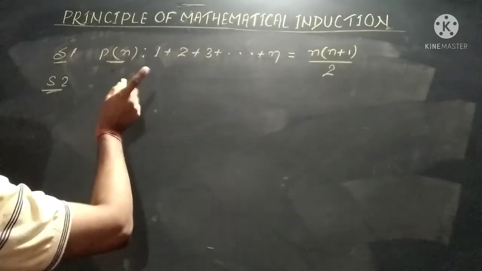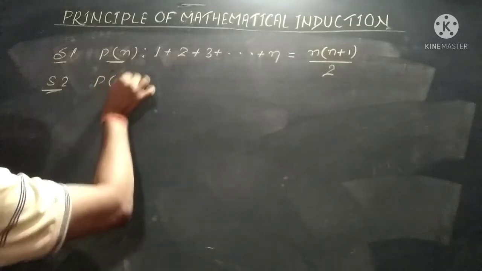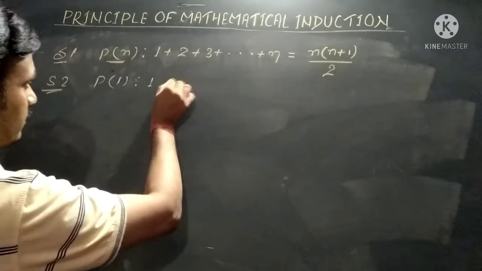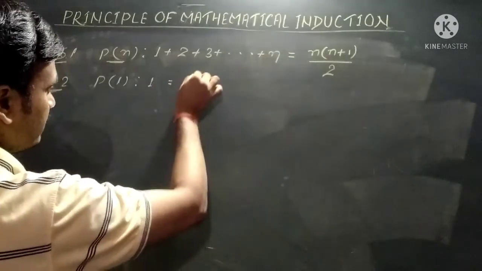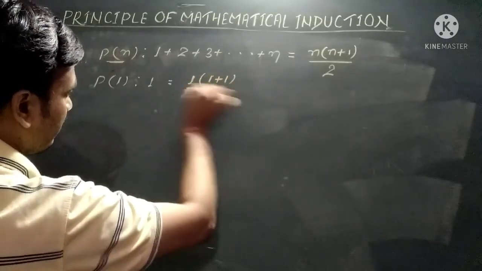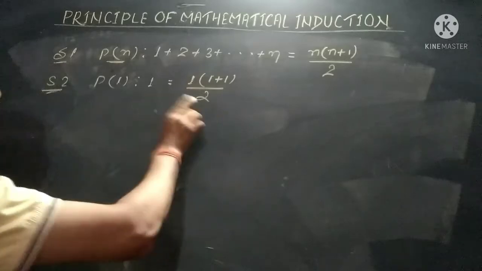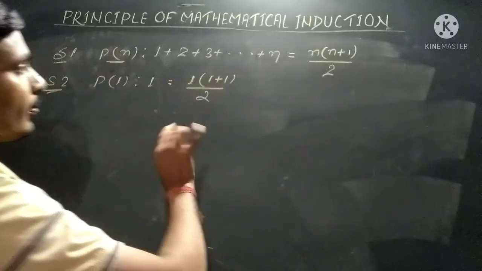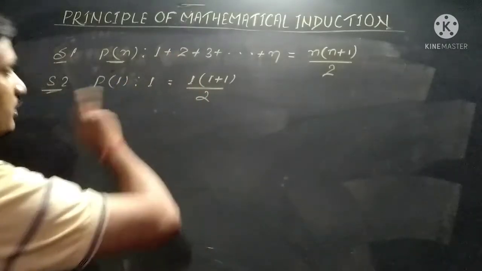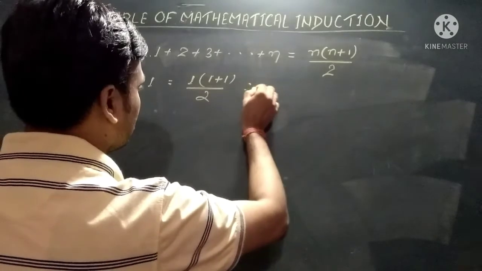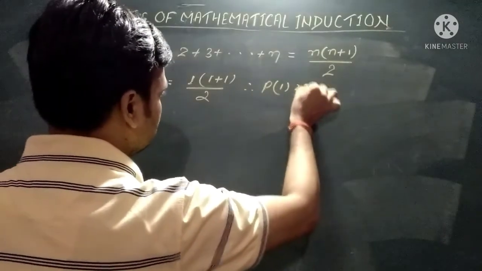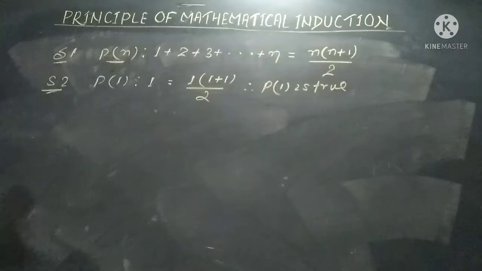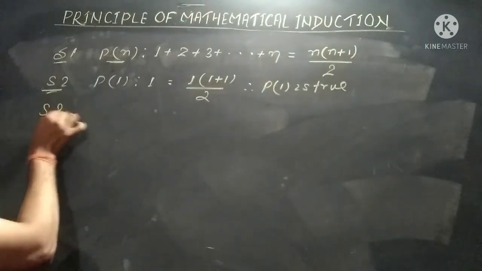So for n equals 1, P1, what does P1 mean? P1 means the first term, 1, okay, and which is equal to, on the right hand side, 1 into 1 plus 1 upon 2. These two are equal because 1 plus 1 is 2, 2 divided by 2 is 1, 1 into 1 is 1, so 1 equals 1. That means for n equals 1, P1 is true. We can say therefore P1 is true. Here for n equals 1, P1 is true.